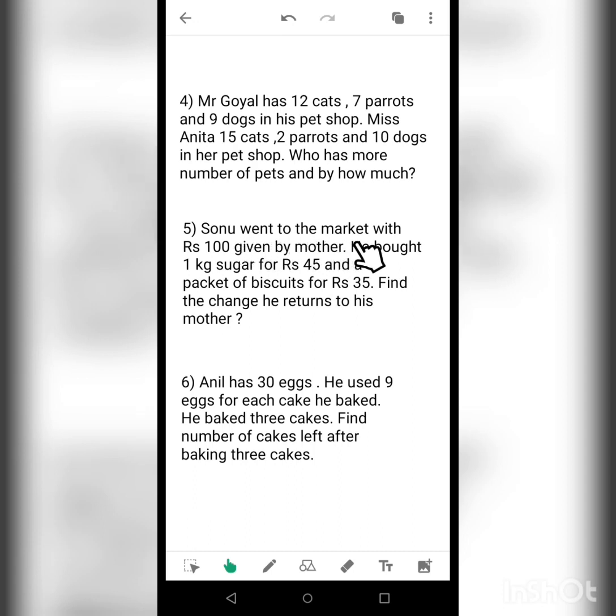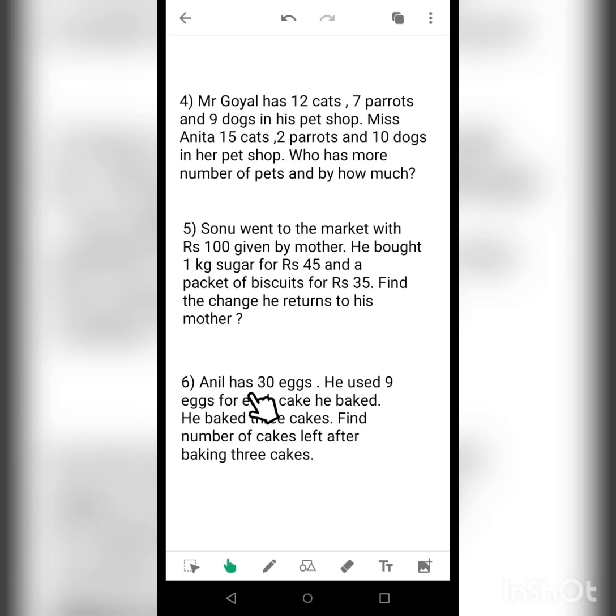Coming to question number 5. Sonu went to the market with rupees 100 given by mother. He bought 1 kg sugar for rupees 45 and a packet of biscuits for rupees 35. So he already had 100 rupees with him. Find the change he returns to his mother. So what you need to do, there are 2 quantities, 45 and 35, the money that he has already spent. You will add them up, and from the total money given to him by his mother, that is rupees 100, you will subtract the sum of the values of these 2 items. Then you will get the change he returns to his mother.